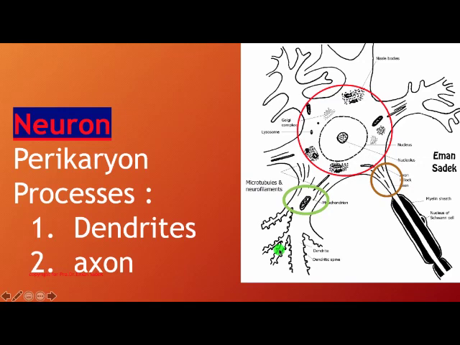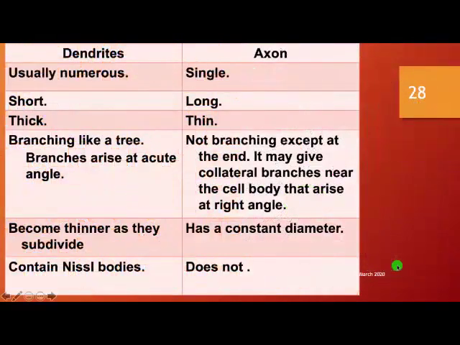Then, here we will now return again to the structure of the neuron. We have said that the neuron is the perikaryon, which has been discussed before, and we have processes. The processes are of two types. We have the dendrites and we have the axons. Now try to make a comparison between the dendrites and the axon, which is a very easy question. As regards the number, the dendrites are numerous, but the axon is always single. The dendrites are short, but the axon is very long. The dendrites are thicker than the axon.